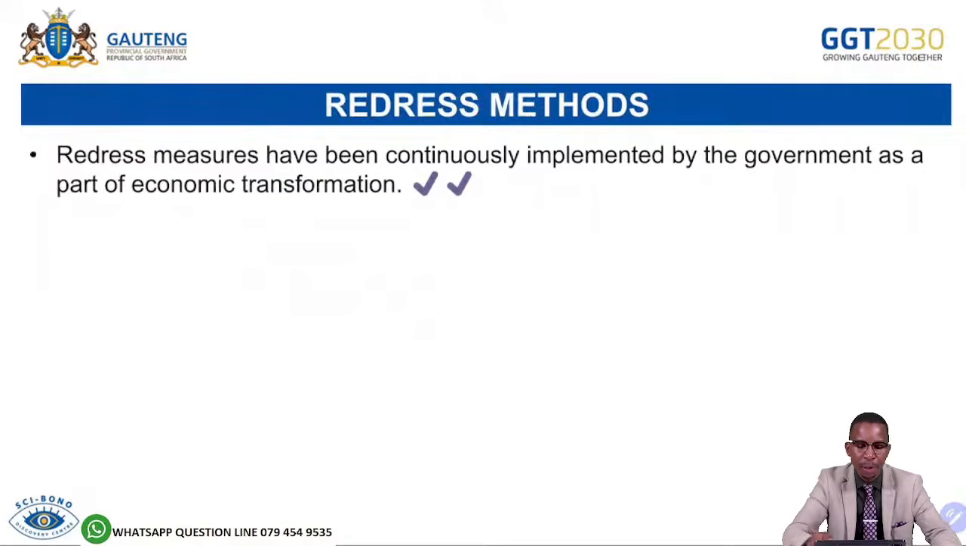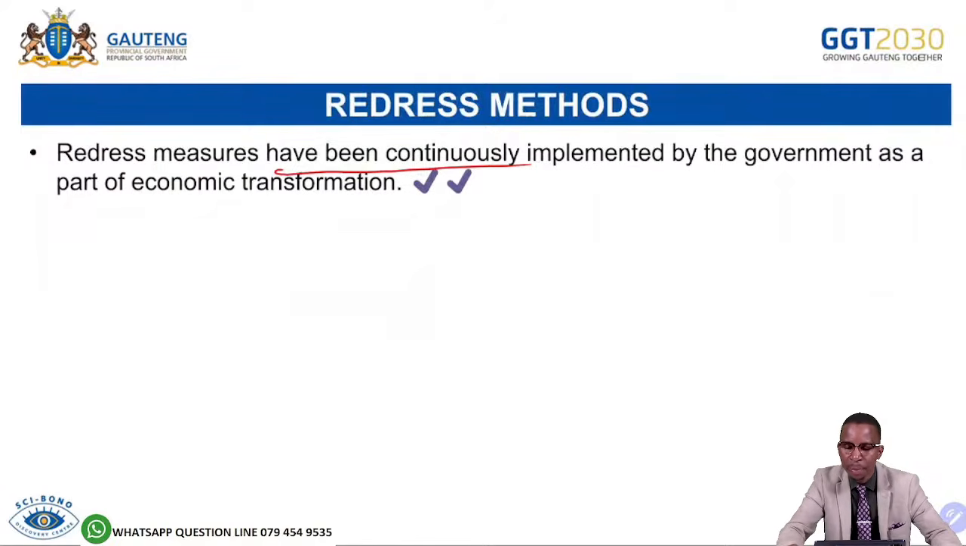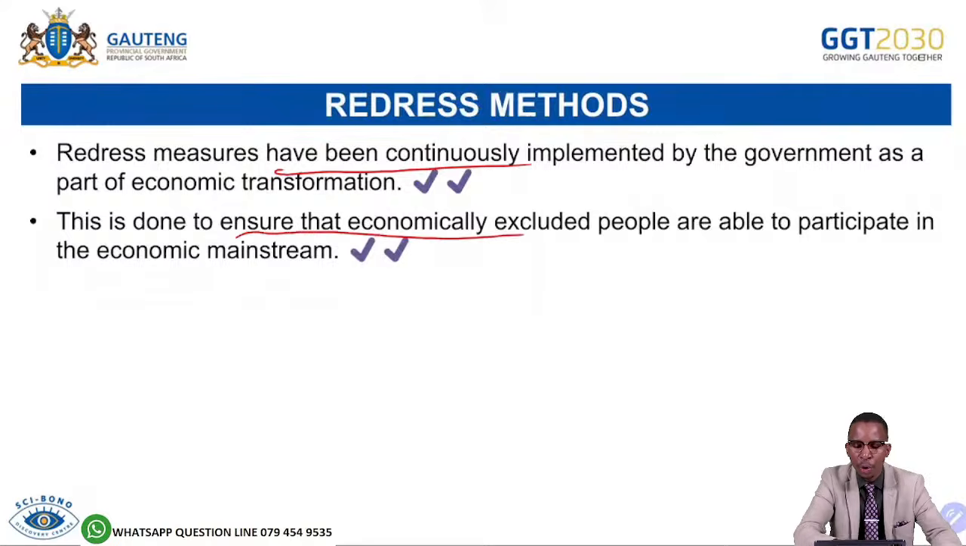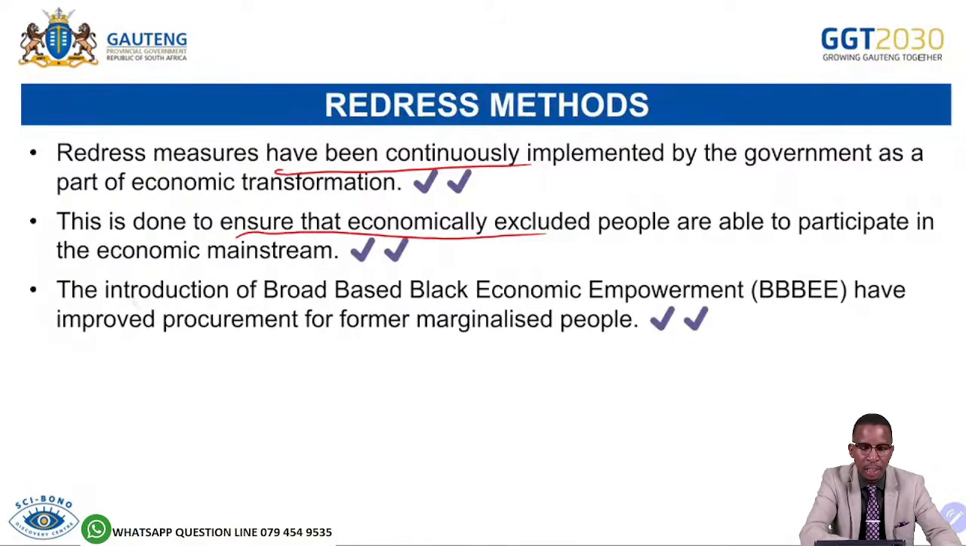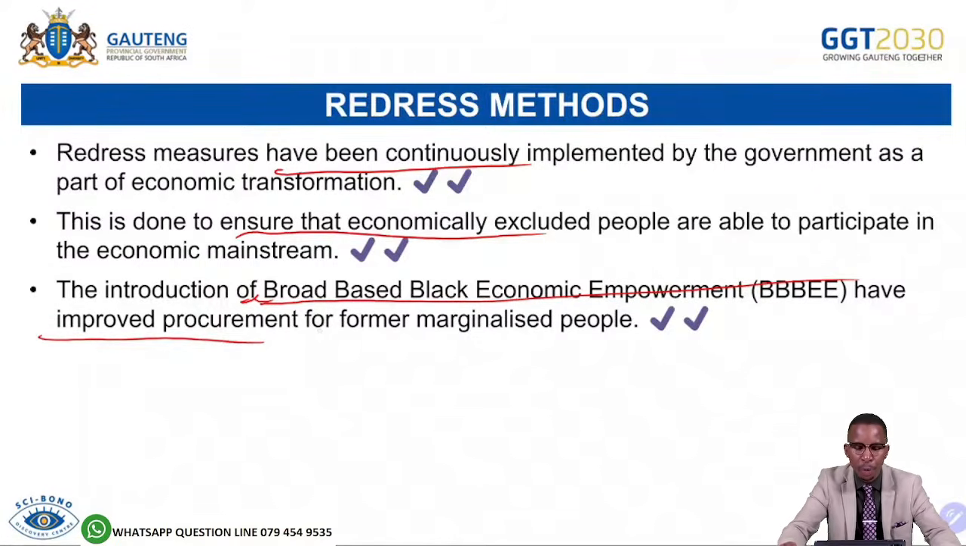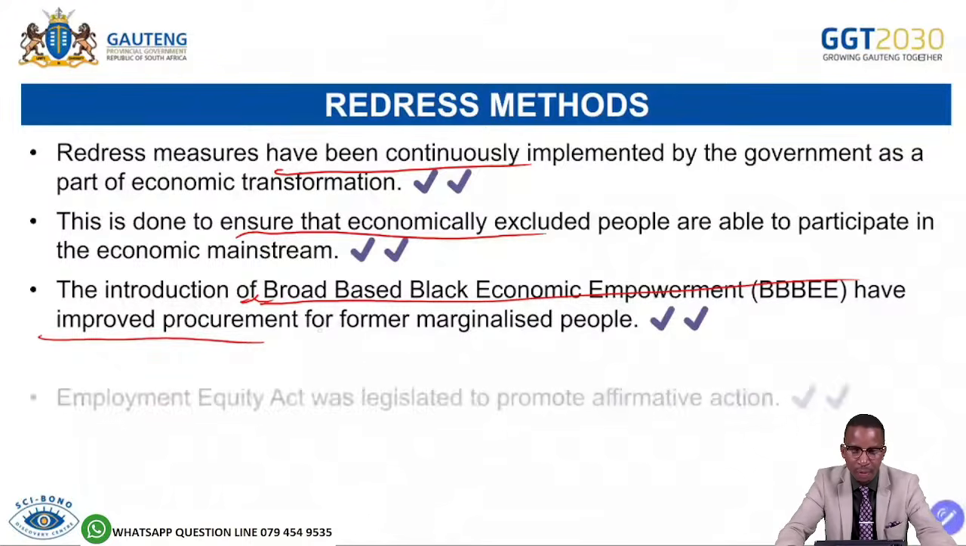Redress methods. Redress measures have been continuously implemented by the government as part of economic transformation. It is done to ensure economically excluded people are able to participate in the economy. The introduction of broad-based black economic empowerment, which is triple BE, has improved procurement for formerly marginalized people. So there's now a high level of ownership by black people in South Africa.